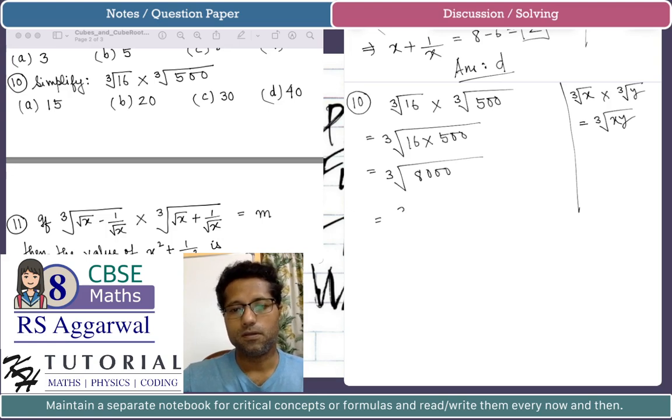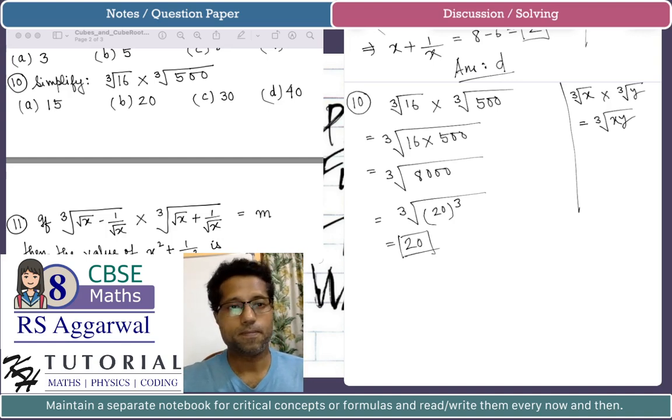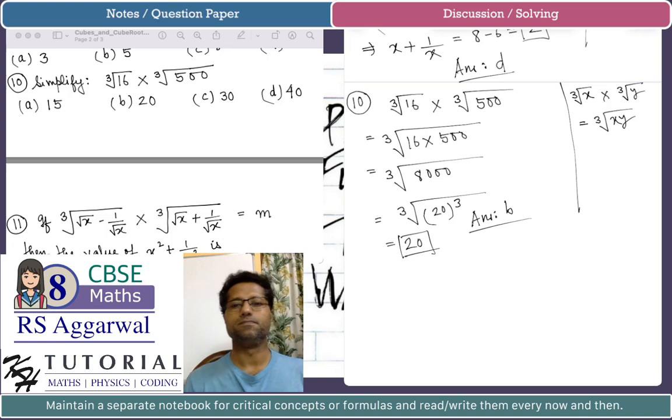Now 8,000, you can very easily say, is nothing but 20 cube. Cube of 20 is 8,000. So the cube root of 20 cube is definitely 20. So the simplified value is 20. So the correct choice is B. Correct choice is B.